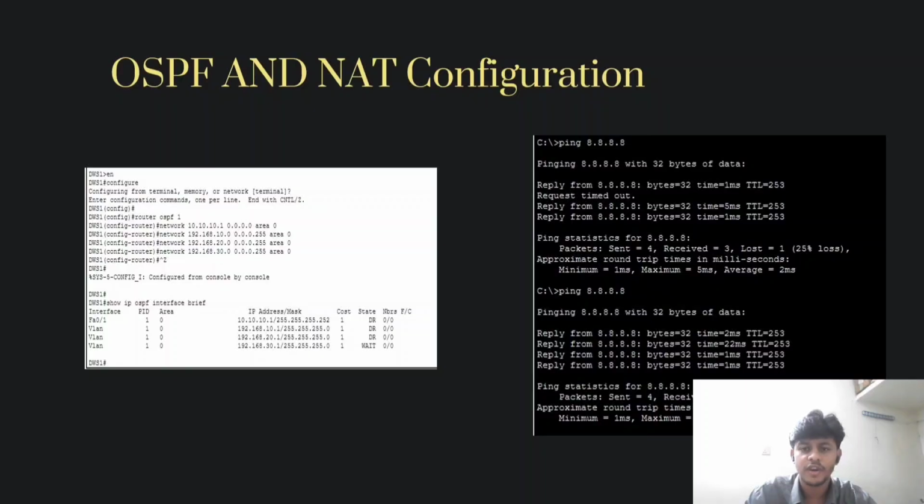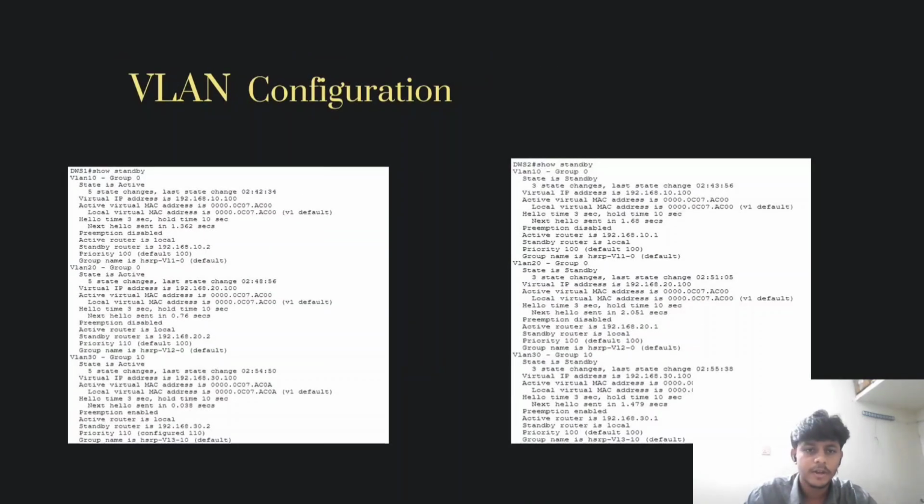OSPF and NAT configuration. In this step, we configure OSPF for dynamic routing and, on the other hand, NAT for internet access. This ensures proper routing and external connectivity. VLAN configuration. Here we created VLANs to divide the network into smaller segments. This helps to improve performance and manage traffic.